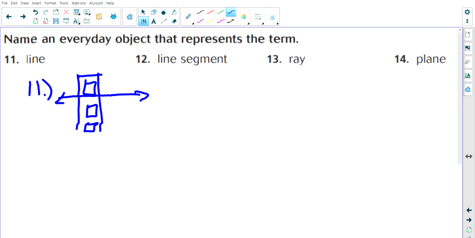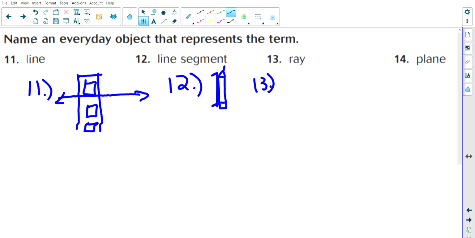All right, number 12, a line segment. Now, most of the things that we think are lines are actually line segments because they have 2 endpoints. So a line segment could be like a pen or a pencil. The edge of my pencil is a line segment. It has a stopping point. All right, number 13, ray.